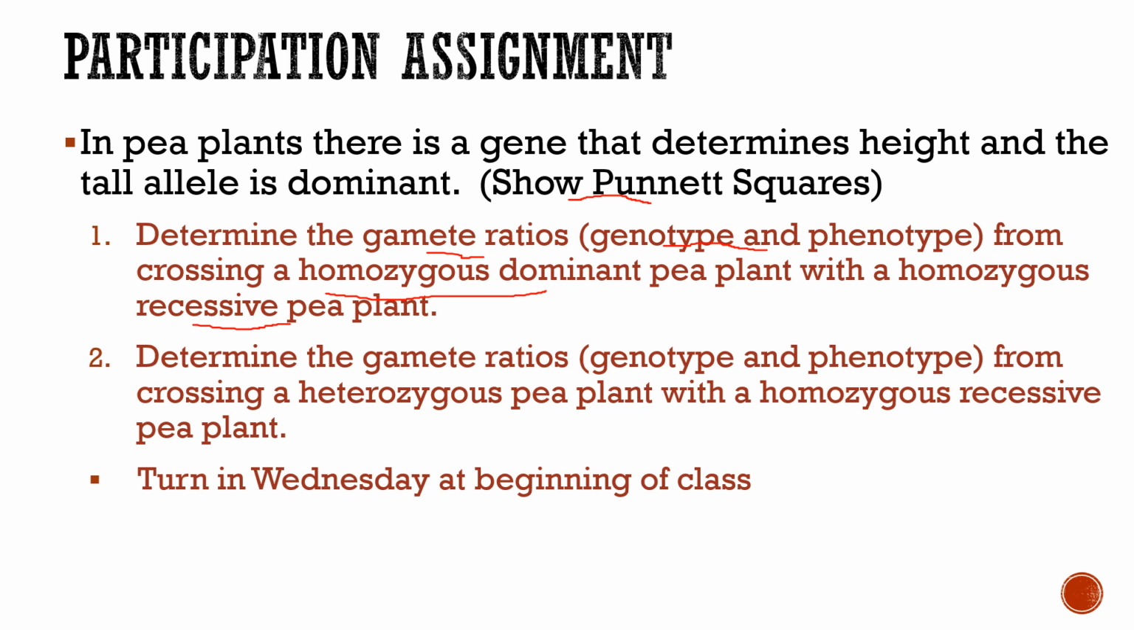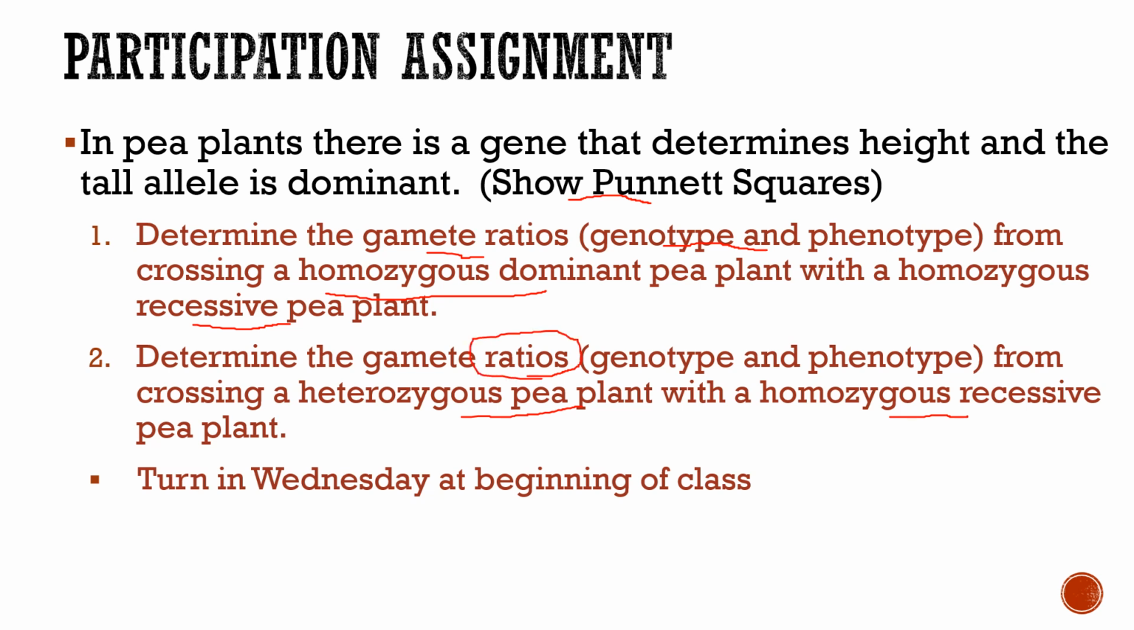And then what you're going to do is take one heterozygous pea plant and one homozygous recessive. So you're going to set up two different Punnett squares, so you'll have different combinations. So show these two crosses and the percentages. Again, you can either use a percent or ratio of the genotype.